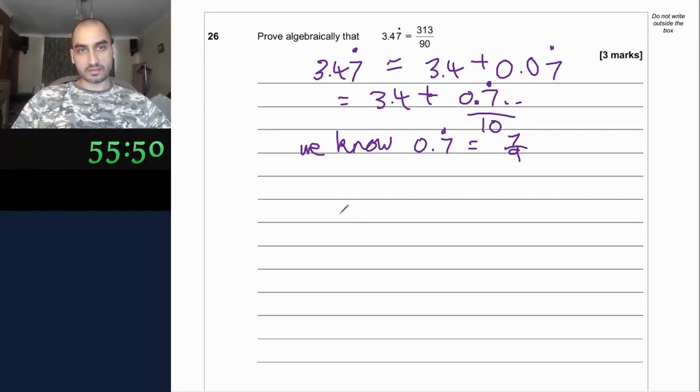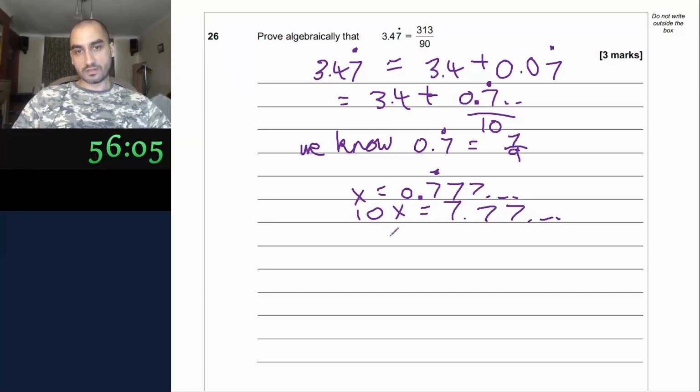Shall I quickly prove that? Do they want us to prove it? Maybe. How do you do that? Let's say x equals 0.7 recurring. Well, just write it out like this. 10x equals 7.77 recurring. So 9x equals 7. So x equals 7/9.